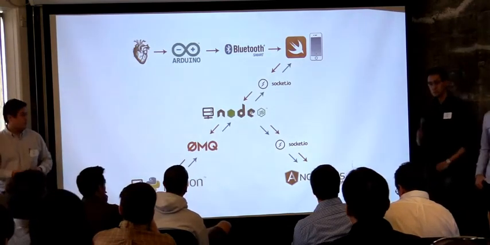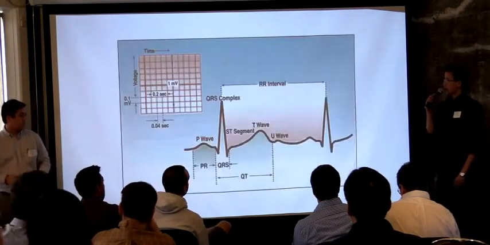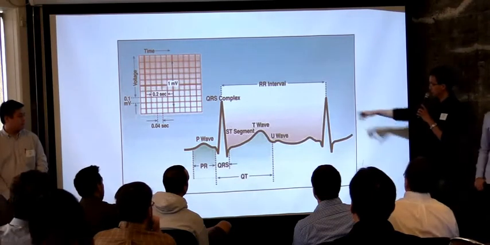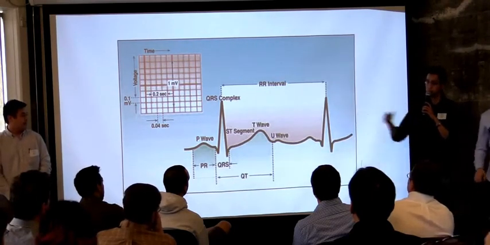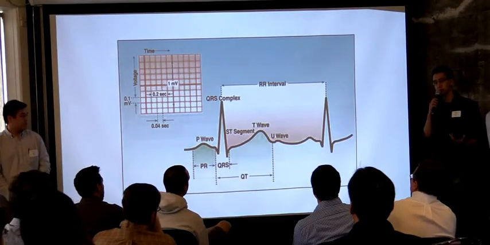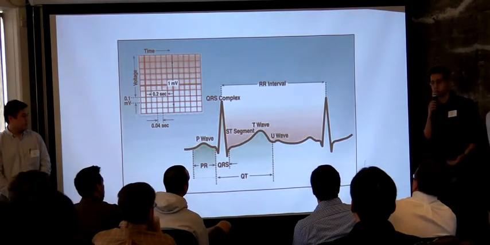On the Python analytics server, we do some number crunching in order to extract these R-wave peaks in order to get the RR intervals between them. And by analyzing these intervals, we're able to detect arrhythmias and compute heart rate.